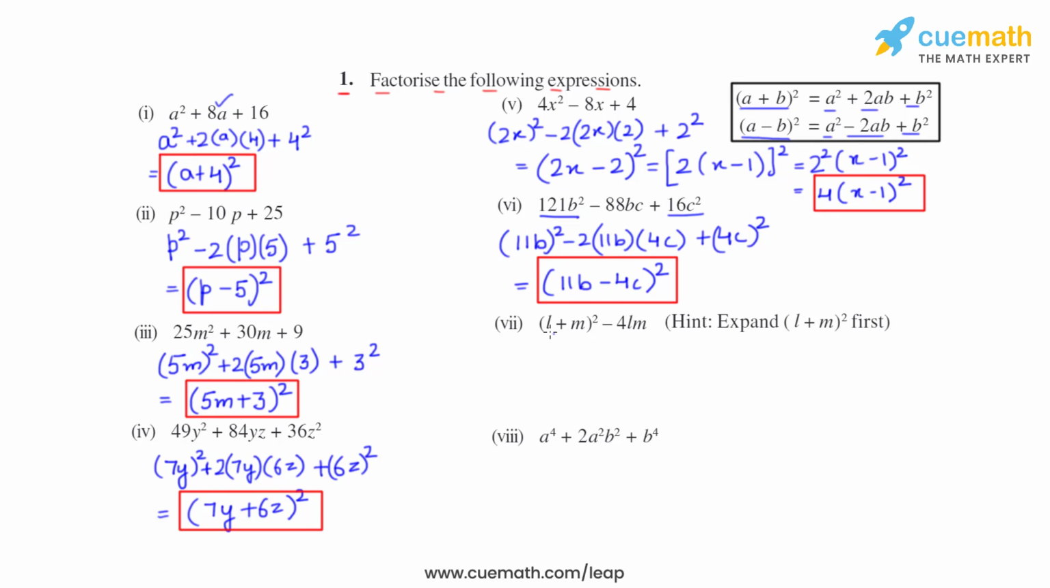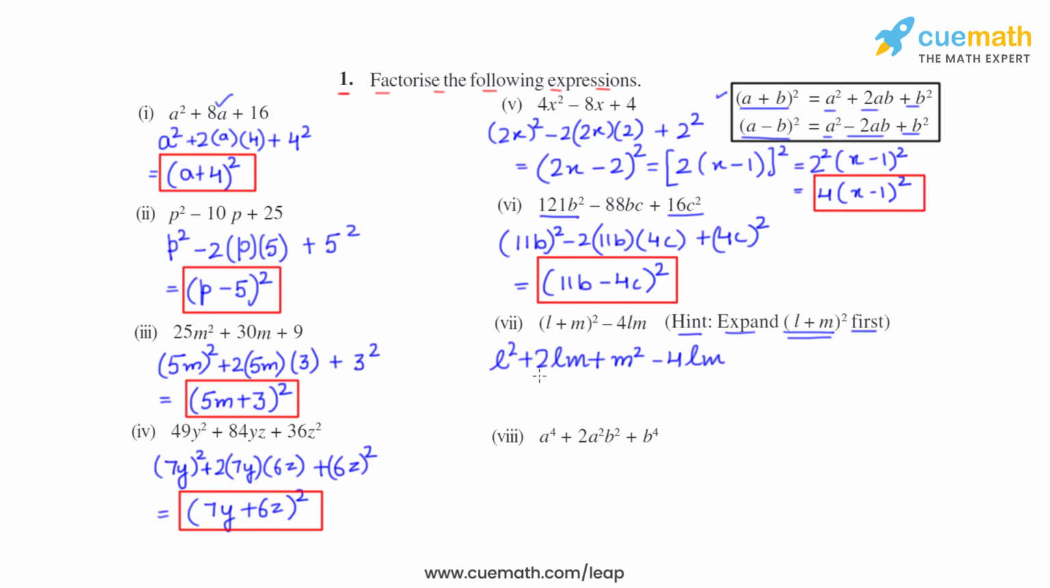Now in the seventh question, (L plus M) whole square minus 4LM, and a hint is given: expand (L plus M) whole square first. As you can see, in this form it cannot be factored, so first let's try to expand this. (L plus M) whole square, we'll use this one: (A plus B)² is equal to A² plus 2AB plus B². A is L, B is M. So L² plus 2LM plus M² minus 4LM.